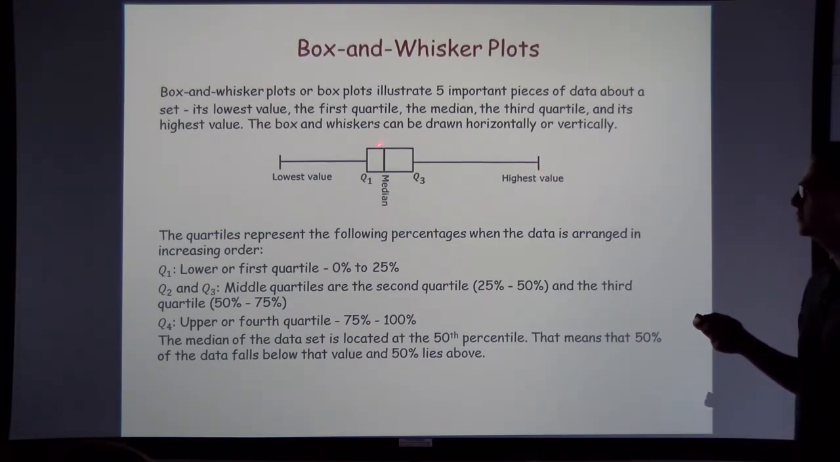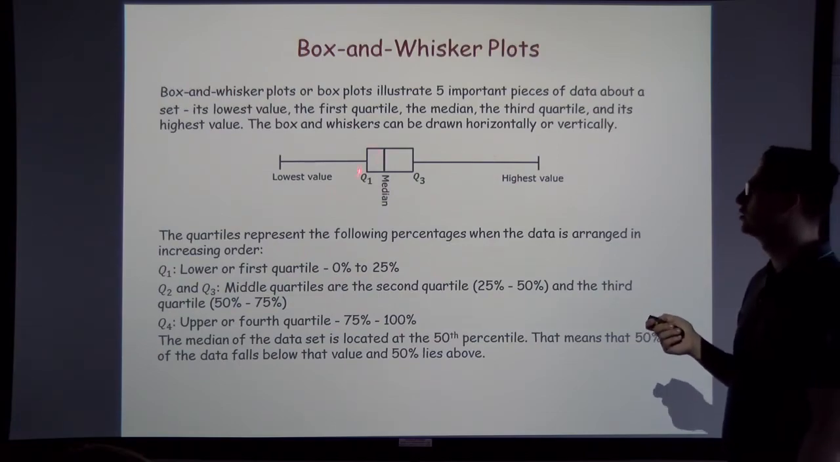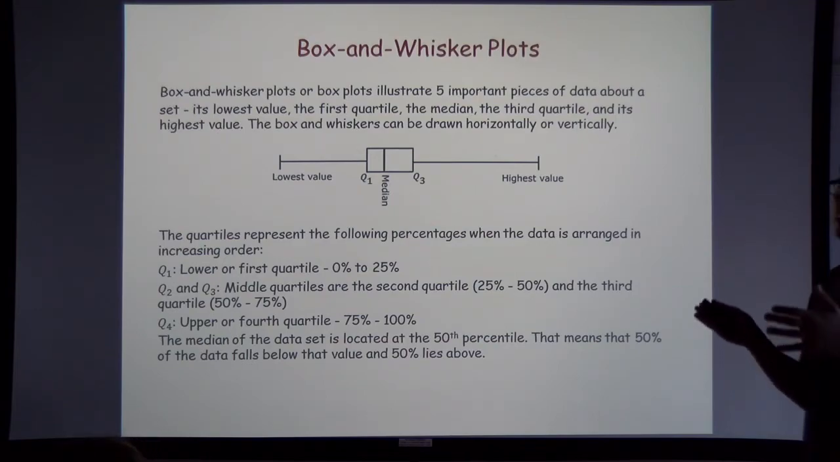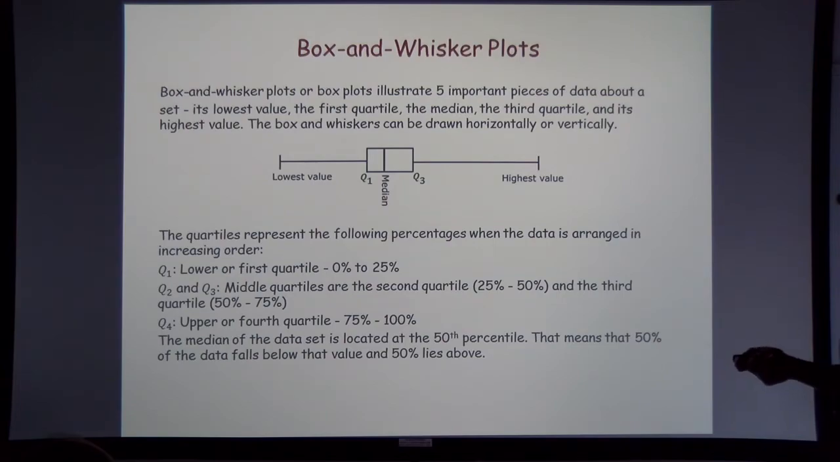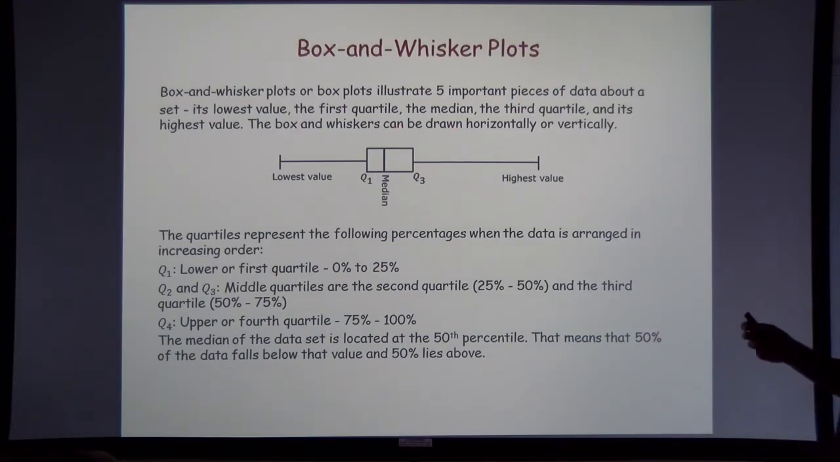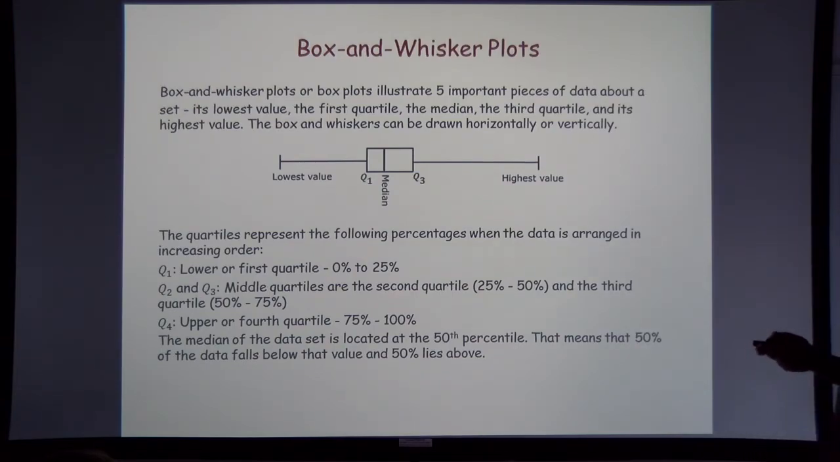Now your box is going to be made up of 3 lines. The first line comes from your median, or your middle number of all the data that's given to you. Your first quartile, or Q1, comes from all the remaining numbers to the left of your median. Find the median of that group. So the lower or first quartile is 0% to 25%. Your third quartile is the list of numbers to the right of your median, and you want to find the median of that group of data.